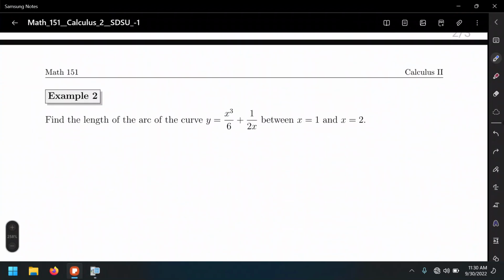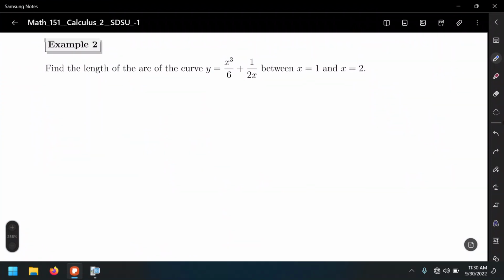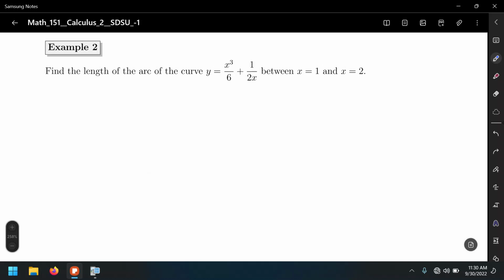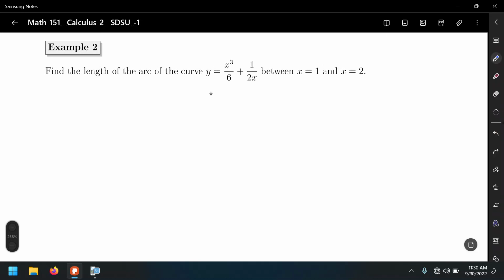Let's look at the next exercise. Find the length of the arc of the curve y equals x cubed over 6 plus 1 over 2x. Number one, let's write this function in a nicer way so we can differentiate it. That's y equals 1 over 6 x cubed plus 1 over 2 x to the negative 1. Only then would we be able to differentiate this function.